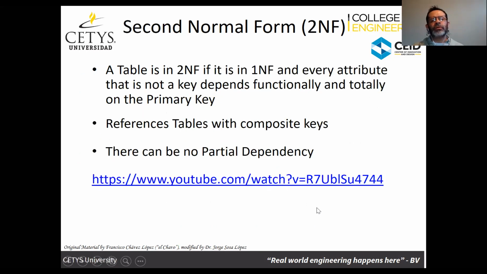Now let's go to the second normal form. A table is going to be in the second normal form. First off, we need to have it in the first normal form, so we need to validate the things we saw on the previous slide and in the video. We need to validate that first.